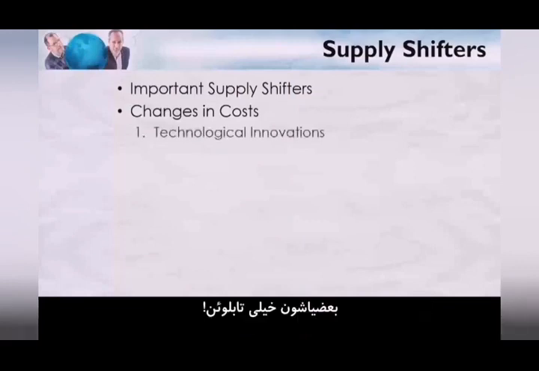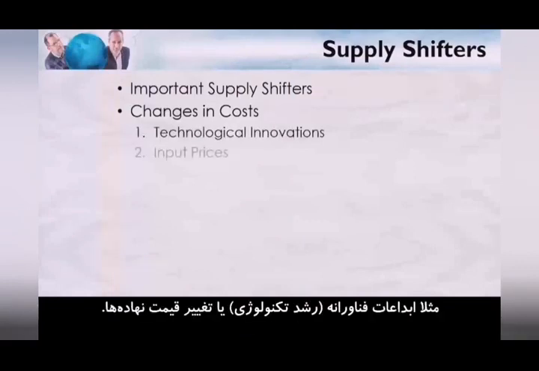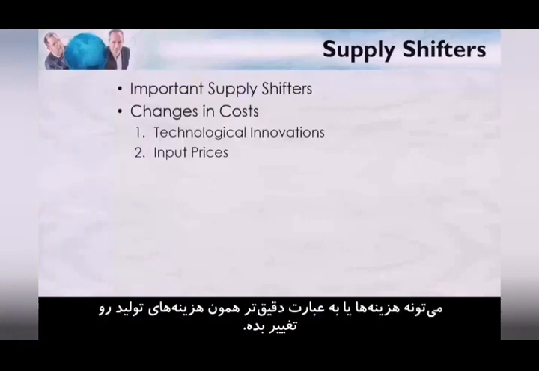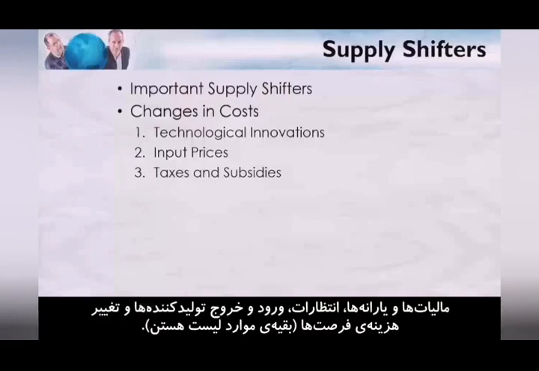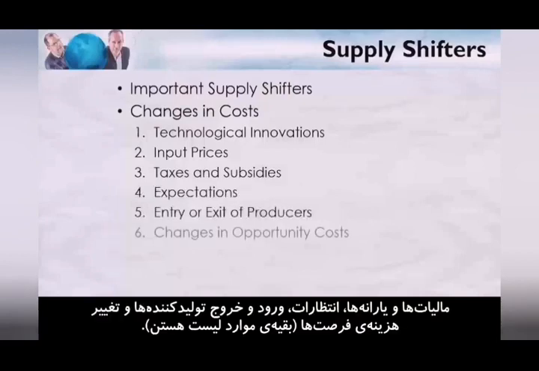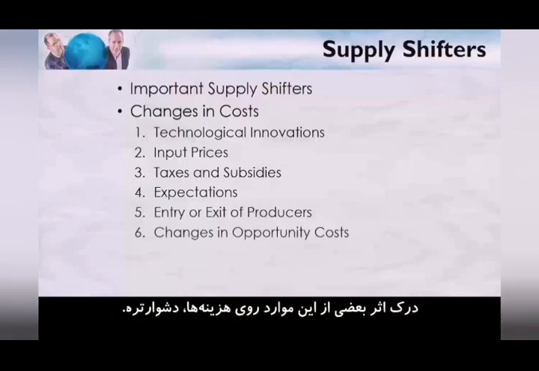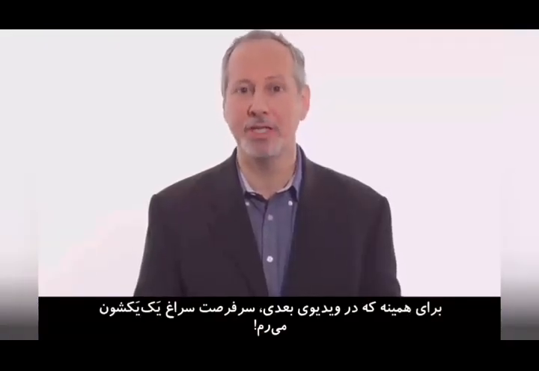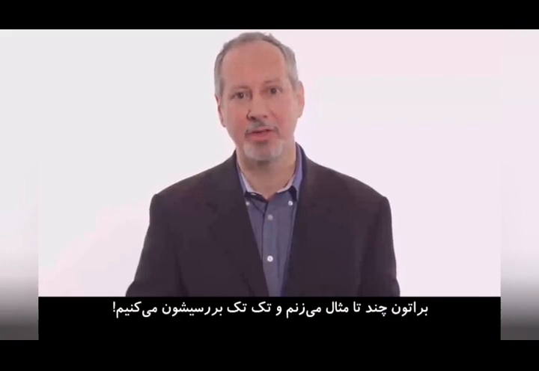Some of these are pretty obvious. For example, technological innovations or changes in input prices. A change in the price of the input of labor, that is a change in wages, can change the cost of production. Taxes and subsidies, expectations, the entry or exit of producers, changes in opportunity cost. Some of these are a little bit harder to understand in terms of how they change cost. That's why in the next video, I'm going to go through each of them and give you some examples and step through them one by one.